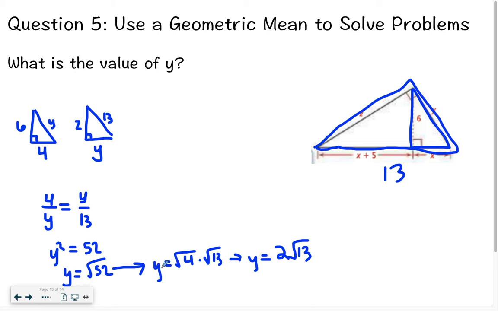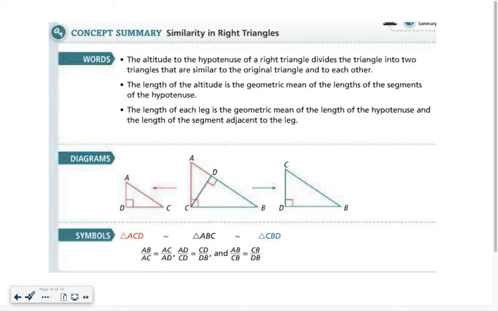If I then want to simplify that square root, I know 4 times 13 is 52. So I have the square root of 4 times the square root of 13. The square root of 4 becomes just a 2. And then the square root of 13, we can't simplify anymore. So our answer is y equals 2 times the square root of 13, which is approximately 7.2 if you aren't quite comfortable with simplifying the radical yet.